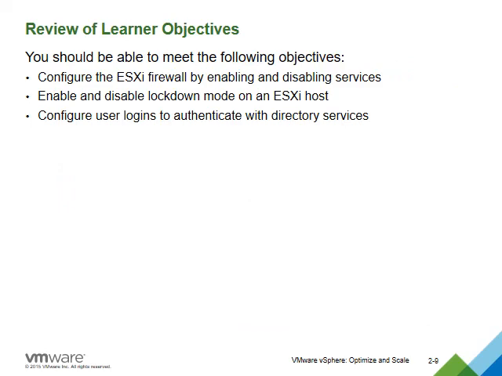Now you should be able to meet the following objectives. You should be able to configure the ESXi firewall by enabling and disabling services, enable and disable lockdown mode on an ESXi host, and configure user logins to authenticate with Active Directory services.